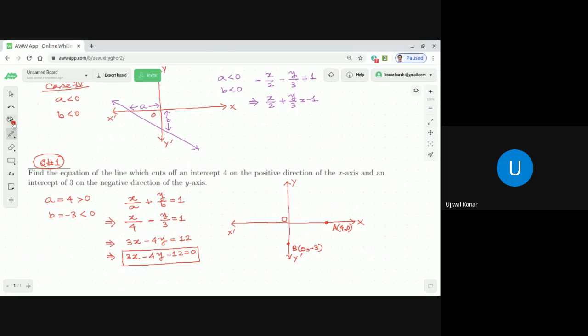Now if I draw the straight line in a different color than red, suppose in blue color, the straight line looks something like this. That is the equation of the straight line, which we can write either as x by 4 minus y by 3 equal to 1, or as 3x minus 4y minus 12 equal to 0. I hope it is very clear, dear students, how to find the equation of this straight line.